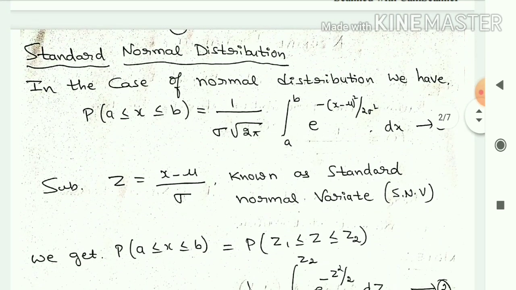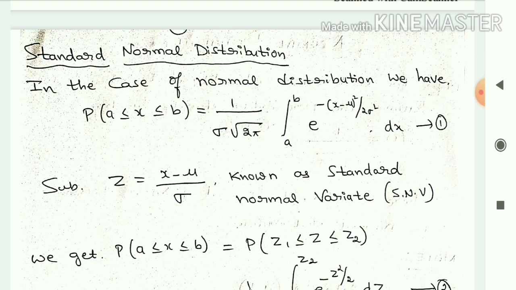Now let us go to the next step. Here we are not dealing with normal distribution. There is an additional step called standard normal distribution. What is that? Let us try to understand. First we take any interval a to b. Just now we know the formula. It is 1 by sigma times square root of 2 pi, integration a to b, e power minus x minus mu whole square by 2 sigma square into dx, right?